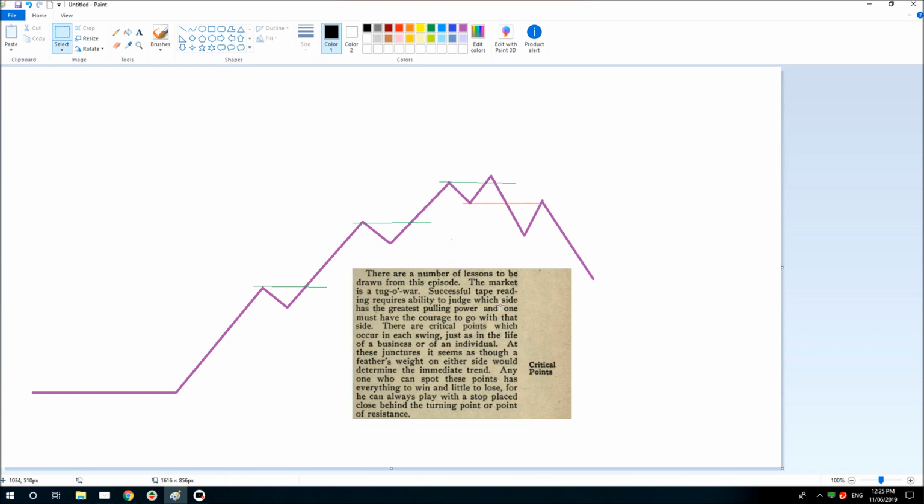I'll read it to you. The market is a tug of war. Successful tape reading requires the ability to judge which side has the greatest pulling power, and one must have the courage to go with that side.